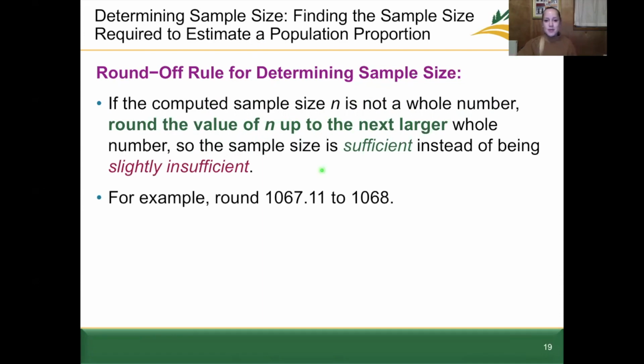An example of doing this: let's say we went through that equation and we got 1067.11. We're going to round this up to the next whole number of 1068. So the key here for sample size: do not round down, always round up to the nearest whole number. If we get a whole number as is after doing that calculation, then we leave it as that whole number.